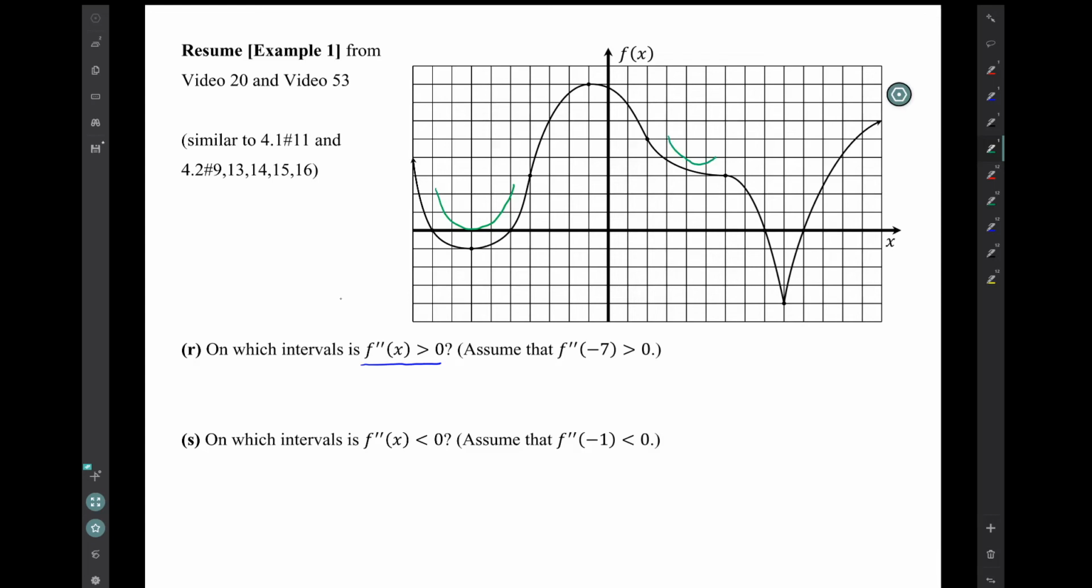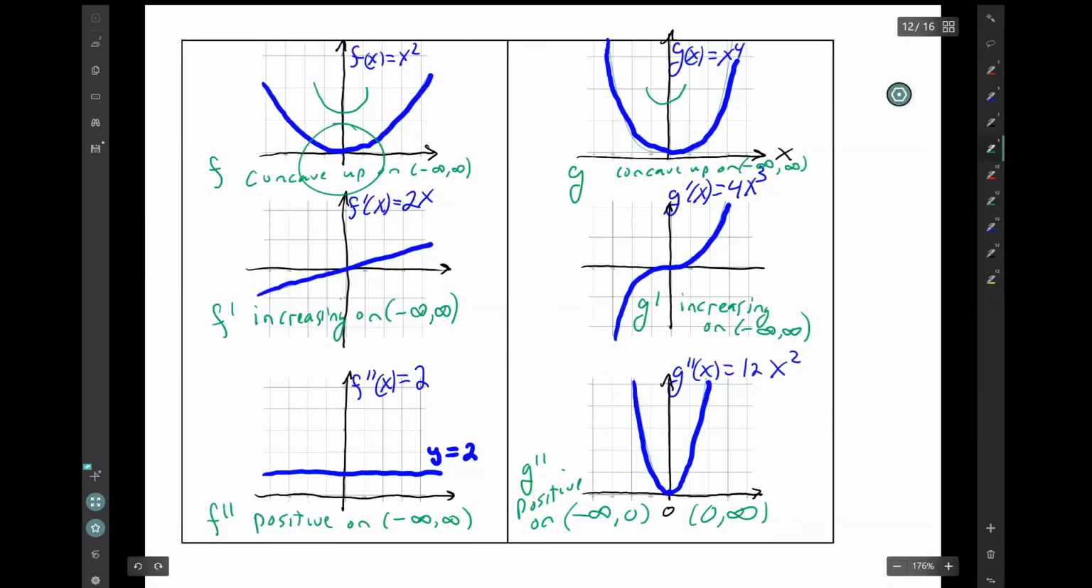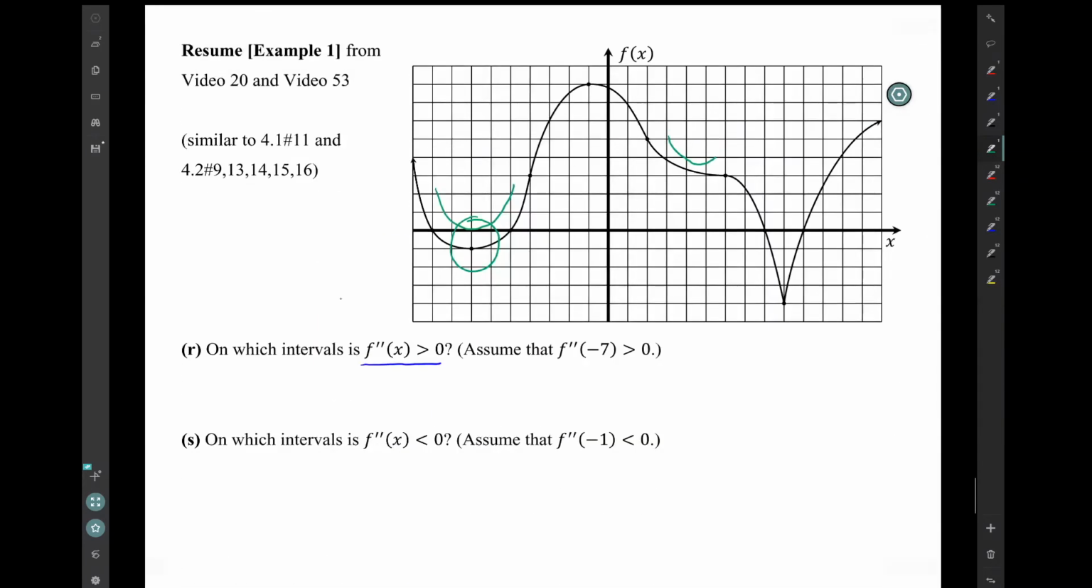The confusing thing is here's a spot on the graph of f that looks like this spot on the graph of f up here, but it also looks like this spot on the graph of g up here. So in the case of the graph of f, f double prime was positive on that whole interval. But in the case of the graph of g, it was not positive on the whole interval. It was just positive on two half intervals. Well, what we're being told in this example is to not worry about that.